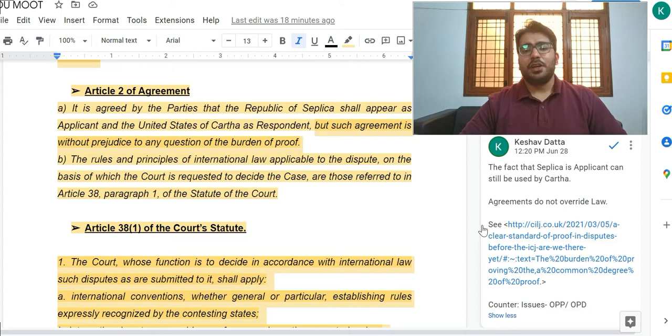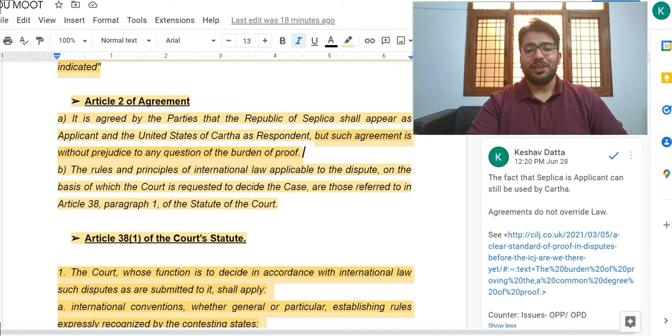For example, if there are two parties who are contracting in Bombay, and in the contract it is mentioned that the jurisdiction will be of Delhi court, that is not acceptable. You by an agreement cannot change the law, and the jurisdiction will be of Bombay court only and not the Delhi court. Similarly, the respondent here can argue, even though it is written specifically that there is no prejudice as to the question of burden of proof, still I cannot override the law. Therefore, the onus of proof should be on the applicant and not on the respondent.